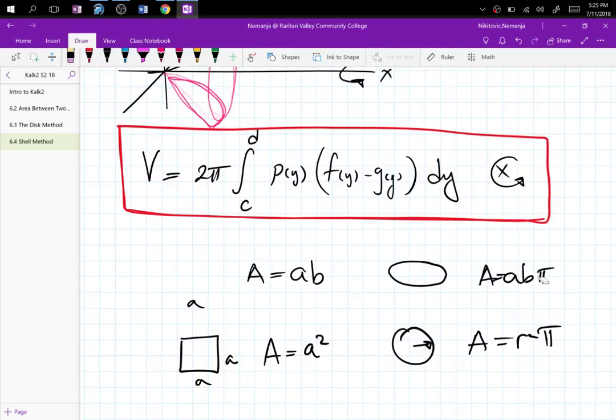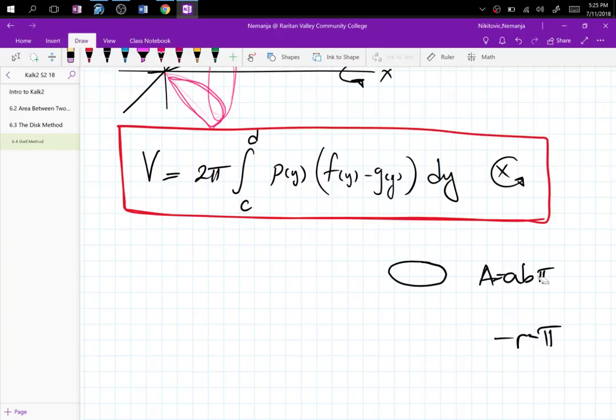Yes? So for the ellipse, would you be using the vertex or the foci? For what? For the AB times pi. The A and B, those are the minor and the major radii. So half of the length is A, and half of the entire height is B. Okay.